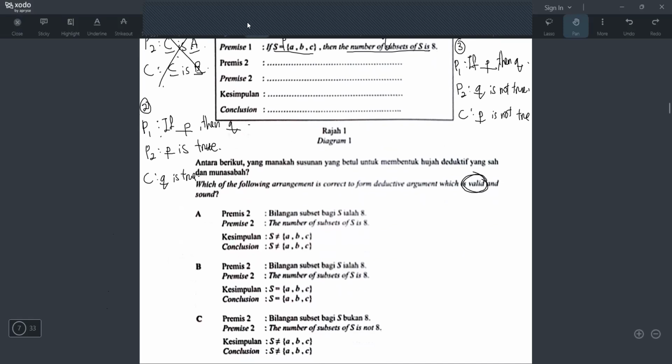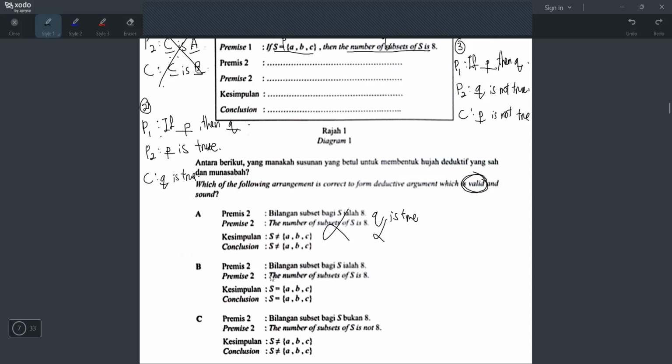So let's see A. Premise 2 says the number of subsets of S is 8. It means A is wrong because they mention Q here, right? In premise 2, they mention Q. But if you want to mention Q, you have to mention that it's not true, but they mention Q is true here. That's why this is not valid. It's not a valid deductive argument, because it doesn't follow one of the formats. If you want to mention Q in your premise 2, you can, but you have to make sure you do negation. You have to say it's not true. So this is wrong already.